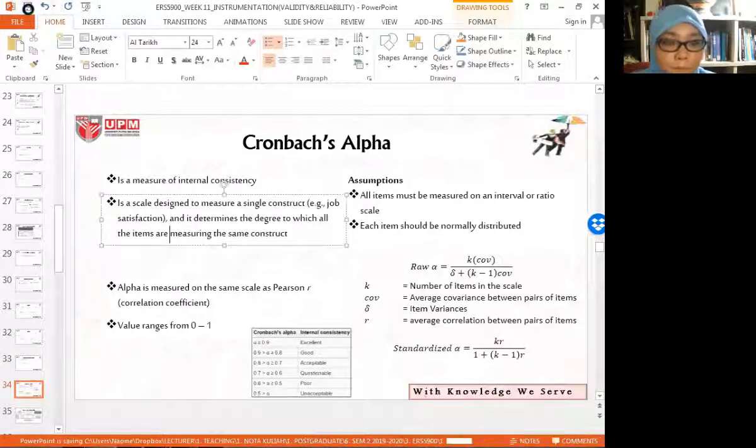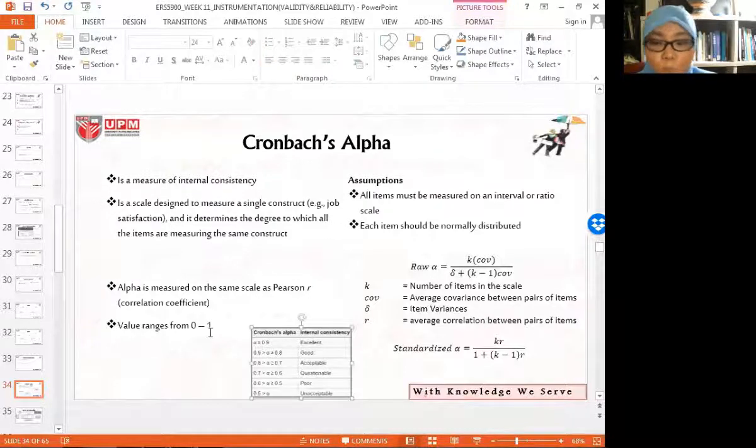Okay, and then the alpha is measured on the same scale as the Pearson correlation coefficient. The value ranges from 0 to 1. The lowest is 0, the highest is 1. There shouldn't be a negative value of Cronbach alpha. Kalau ada negative tu, please check. Okay, and then assumptions, all items must be measured on an, ni tak payahlah, yang kanan ni tak payah. Ini je yang you all kena ingat.